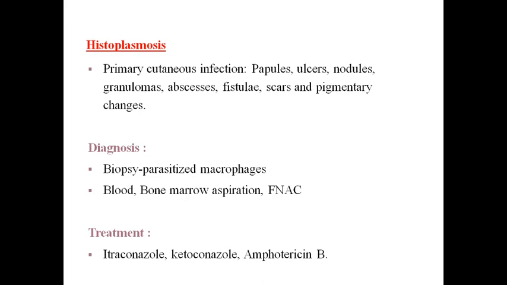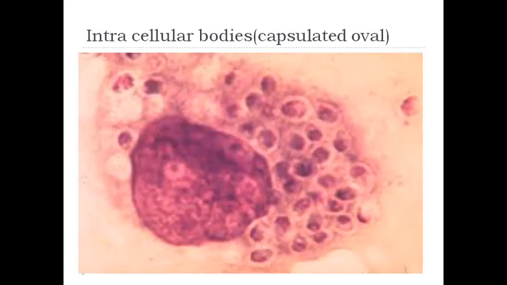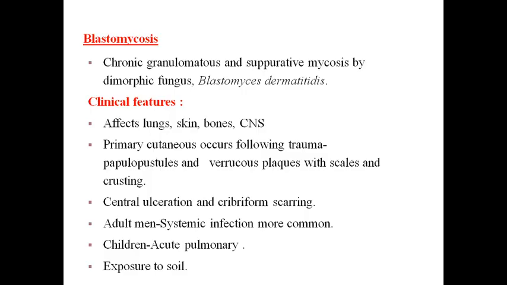Then for diagnosis, we have to demonstrate the parasitized fungus in macrophages, and then it can be demonstrated in blood, bone marrow aspiration, and by FNAC also we can demonstrate the fungus. Then it has to be treated with systemic antifungals: itraconazole, ketoconazole, amphotericin B. Ketoconazole is rarely used now. This is a picture of histoplasmosis, multiple well-defined erythematous papular lesions over the back. Then intracellular bodies, which are capsulated oval bodies seen in histoplasmosis. Then another infection, that is blastomycosis.